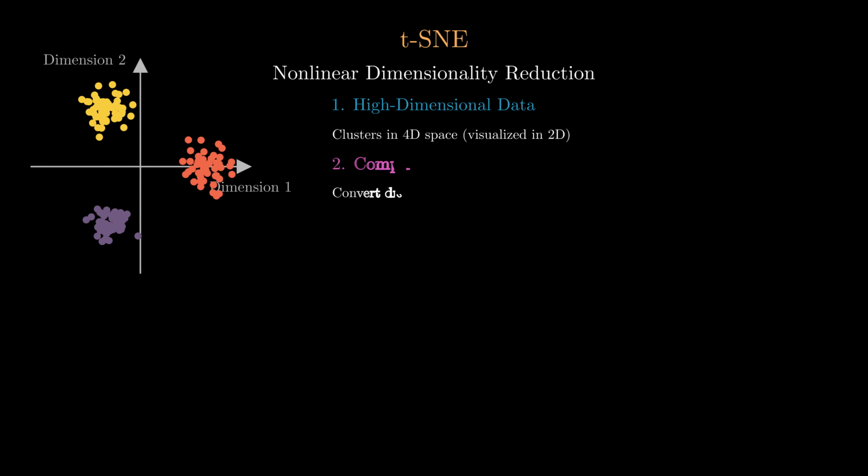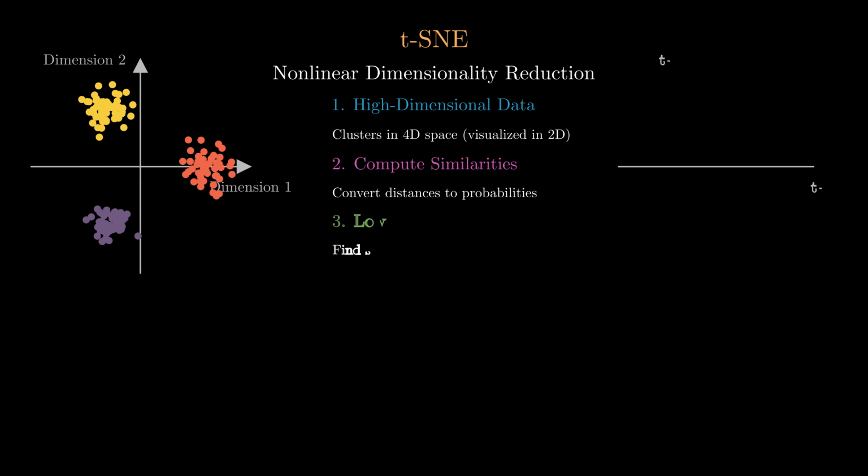t-SNE begins by converting distances between points into probabilities. Nearby points have high probability of being similar, while distant points have low probability. This creates a probability distribution in the high-dimensional space. The probabilities are calculated using a Gaussian distribution, so that only nearby points have significant similarity. This focuses on preserving local structure rather than global distances.